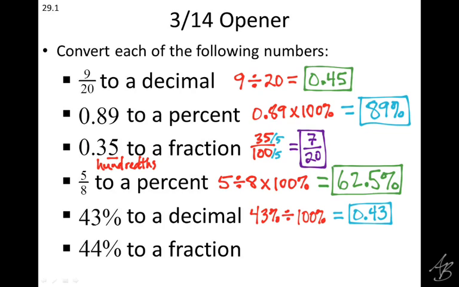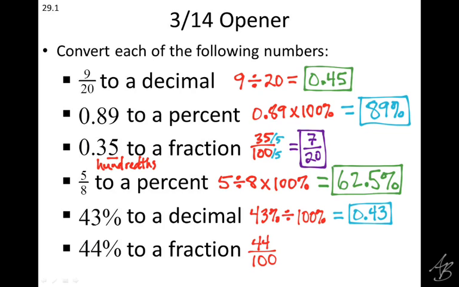All right, last one, we have 44%, and we want to change that to a fraction. What does percent mean? Out of 100, so 44% means 44 out of 100. We write 44 over 100, because that's 44 out of 100. And then what do I need to do with this fraction? Box it? We need to simplify it first, right?